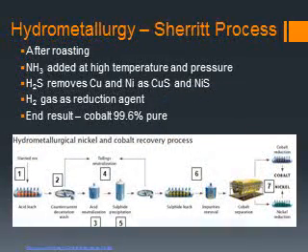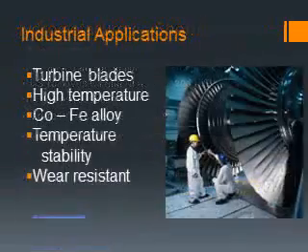The shared process is a hydrometallurgical process. Ammonia gas is introduced at high temperature and pressure. Copper and nickel sulfides are removed with hydrogen sulfide. Hydrogen gas is then used as a reducing agent to precipitate 99.6% pure cobalt.